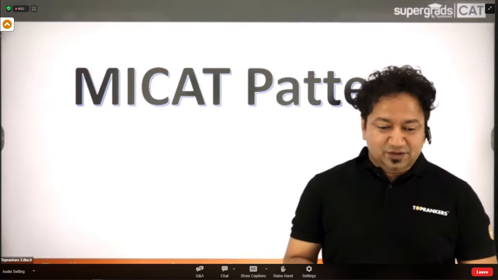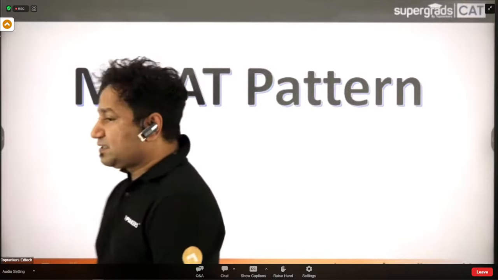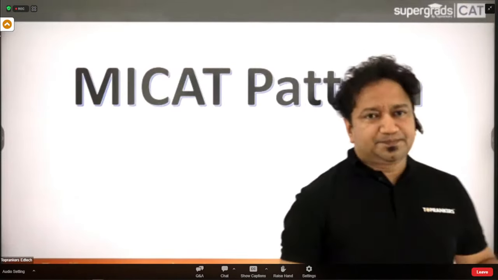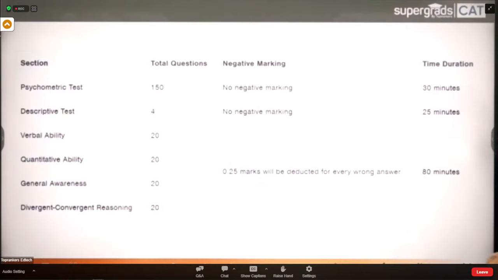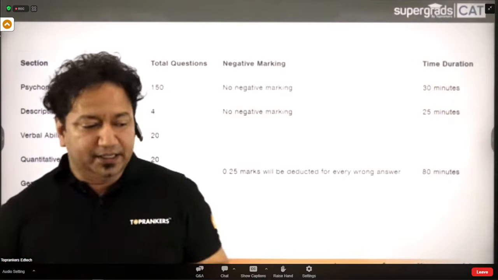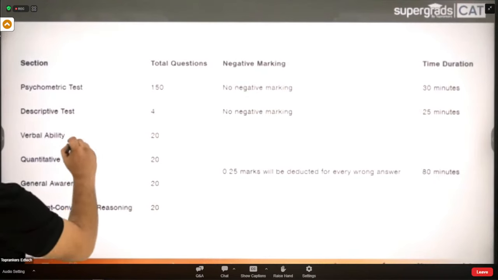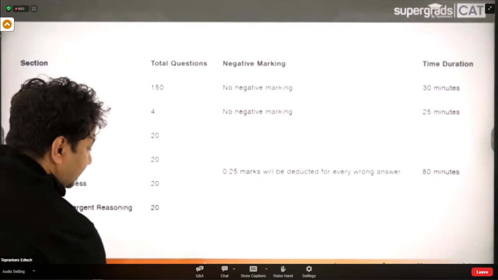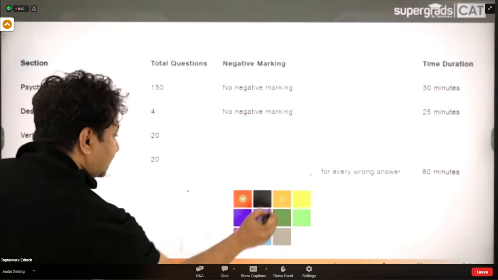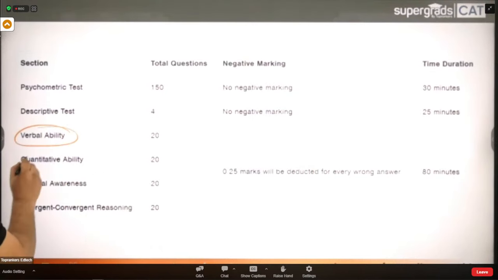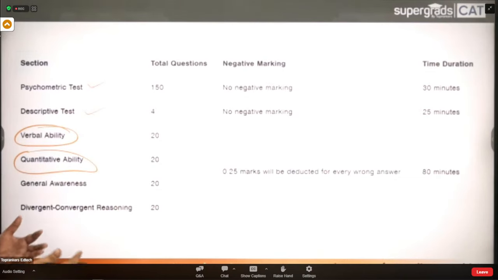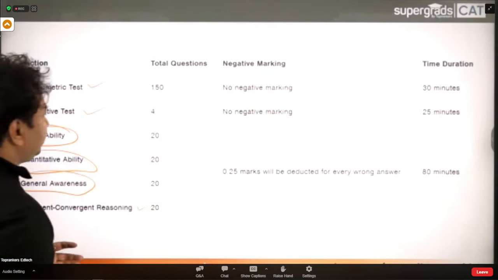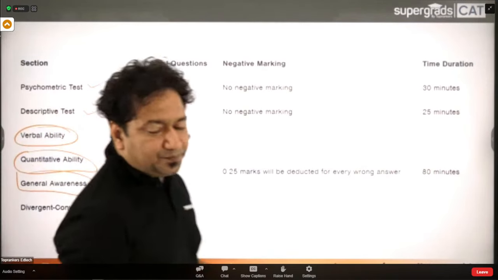So we are going to do that today. The agenda of today's class is, first we'll discuss the MICAT pattern. After that we'll be discussing certain things which you already know because you prepared for CAT and other exams, like verbal ability or quantitative aptitude. The thing is, psychometric is something which is new. Descriptive is something which is new for you. And so is divergent and convergent reasoning. General awareness is of course GK. So today we will be discussing these three topics with some sample questions.